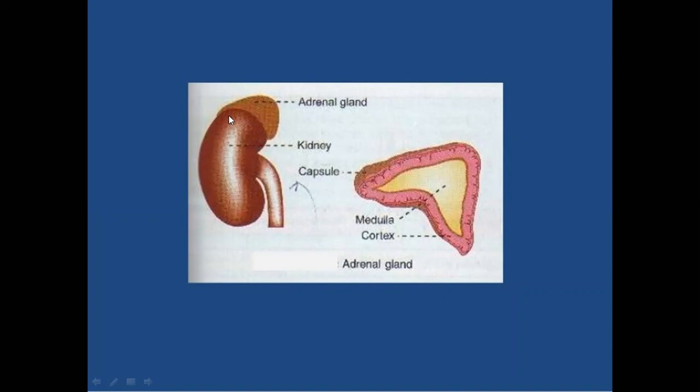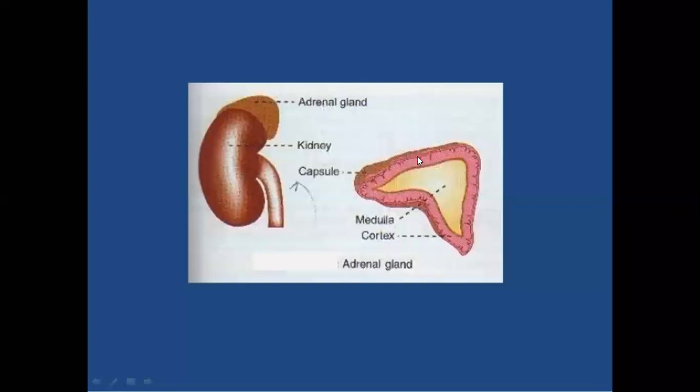If you remember about the structure of the kidney, then you know that the kidney has two structures. The outermost was the cortex, and inside of that was the medulla. So it means there are two types of hormones located in the medulla and the cortex.